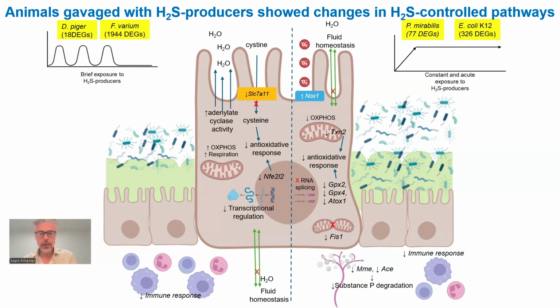Proteus mirabilis and E. coli K12 make even more dramatic changes in oxidative stress to the cells, as well as substance P dysregulation and degradation changes that could lead to hypersensitivity, for example, and again, a decreased immune response. But what's interesting is that many of the rat changes from adding these organisms are identical to the changes that we see in humans with hydrogen sulfide on their breath.